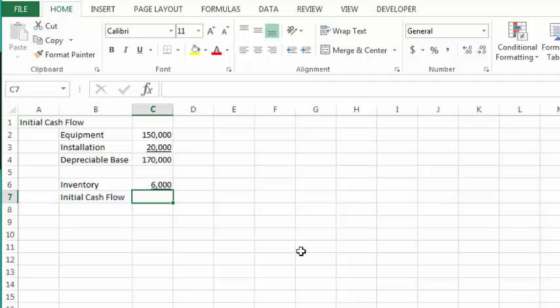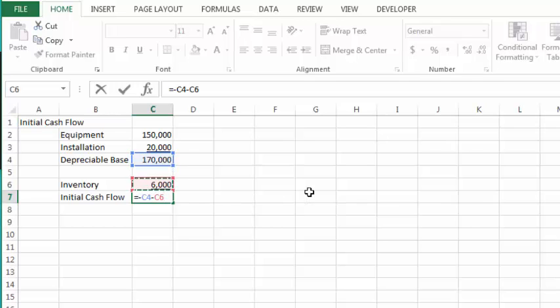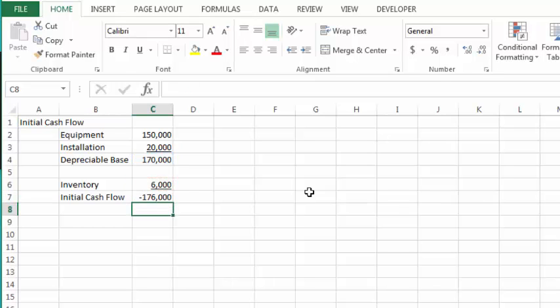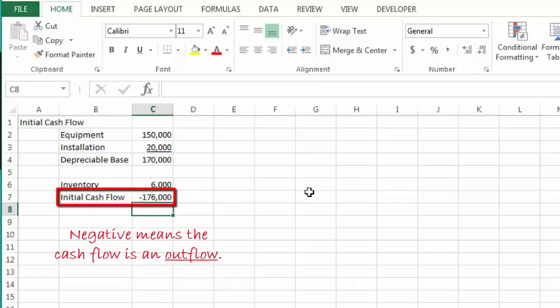So I'm going to actually say the initial cash flow is equal to a minus depreciable base plus a, well, actually, I guess I could just say minus the inventory. So I'm going to have to pay for all of this stuff up front, and it's going to cost me $176,000, and it's negative.